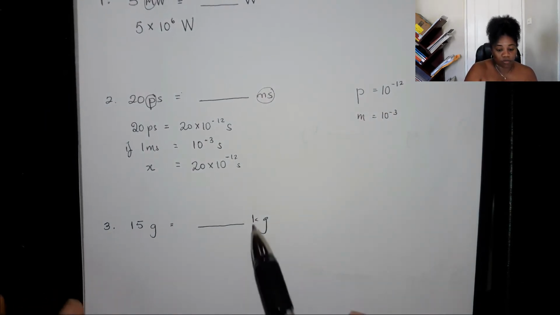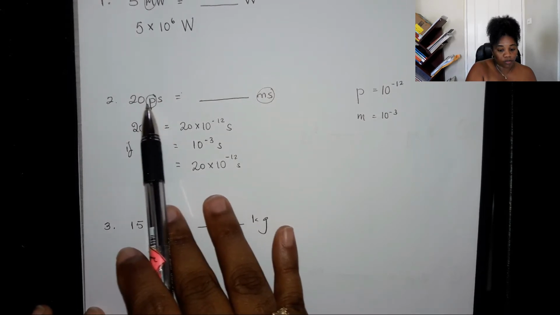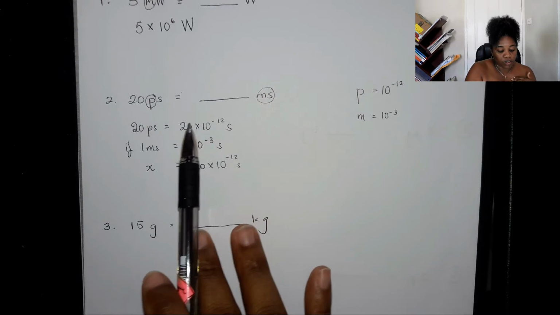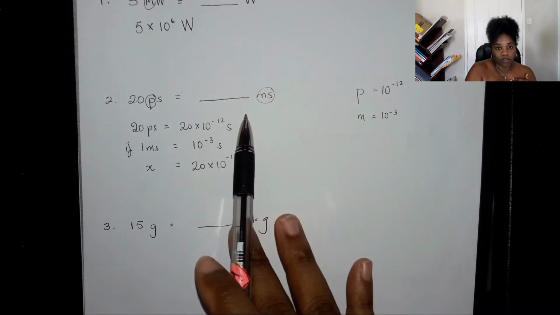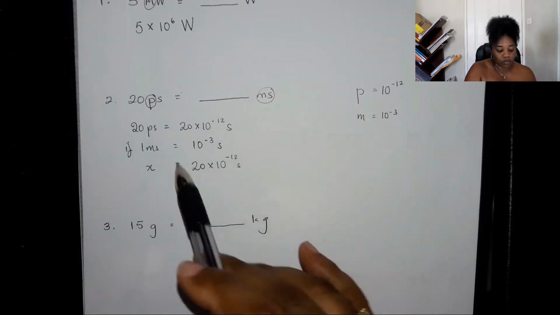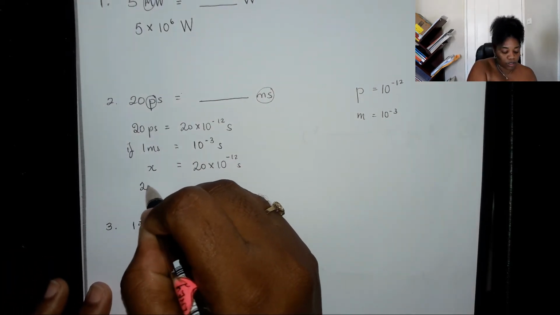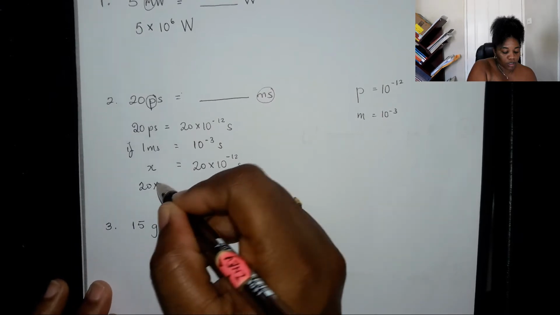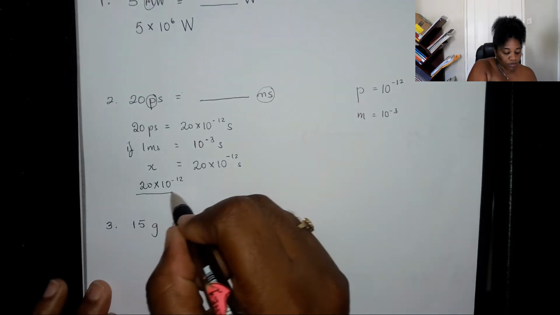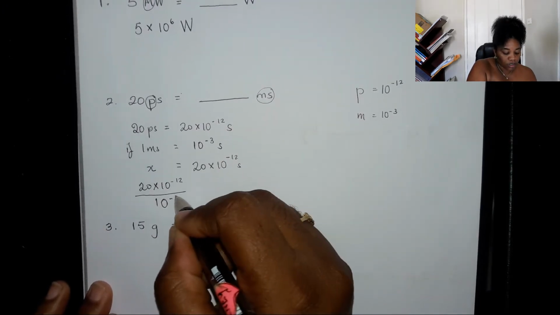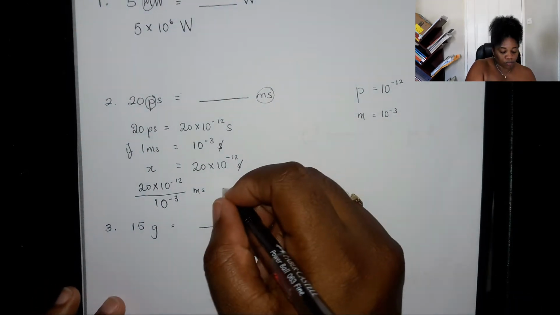So all you have to do, this is the rule. First, get rid of the prefix for the number that you have. Then from there, once you find that, you just divide it by whatever the prefix is for whatever you're looking for. Okay? So you don't have to do all of this if you don't want to, because if you look at it, you just divide it. So you can say 20 times 10 to the negative 12 divided by 10 to the negative 3. And all this is milliseconds because these would have cancelled.